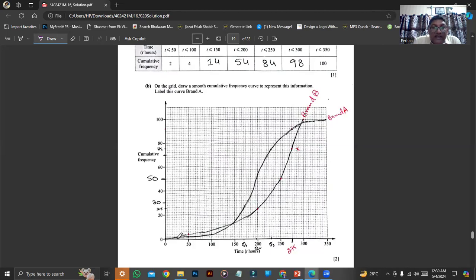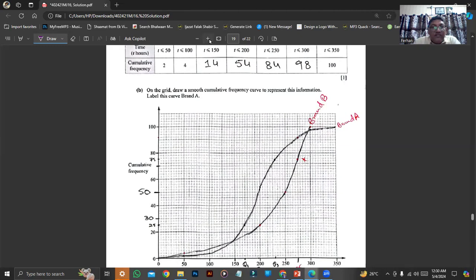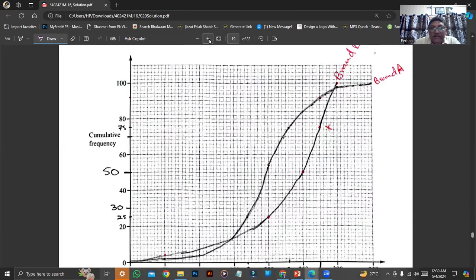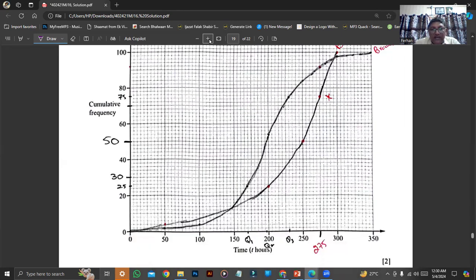And then I will join them. And when I join them, you can see this is the cumulative frequency curve for brand A. I hope you understand this. This is very easy. If you have a hard copy of this paper, then very easily you can plot those points there. So hopefully you understand. Let me increase the size so you can see them more clearly. Okay, so this is brand A.